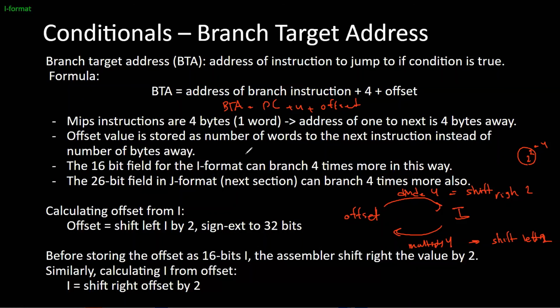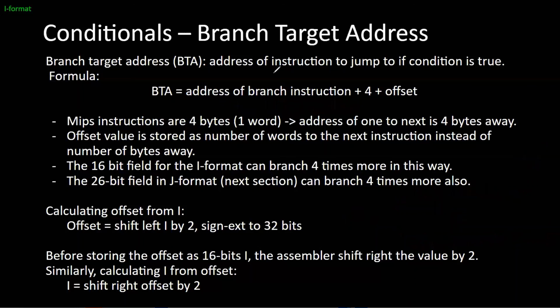So now you have 2 formulas. One is that when you want to calculate I, you put all the things that you have. You put your BTA, you put your PC, and 4 is a constant. Then it's a simple equation. You move this to the other side, you calculate the offset. But then for that offset, first you have to shift right by 2 to get the I value, and then the I value is what you care about. And if you are doing it the opposite way, you have an I value and you want to get the offset from that, you shift left by 2. And basically that's how you can do that. So let's look at examples now.